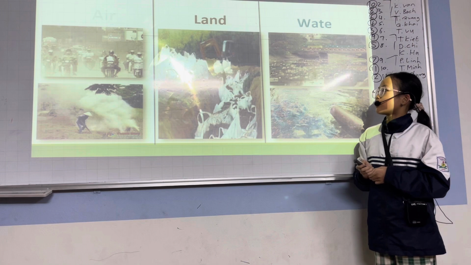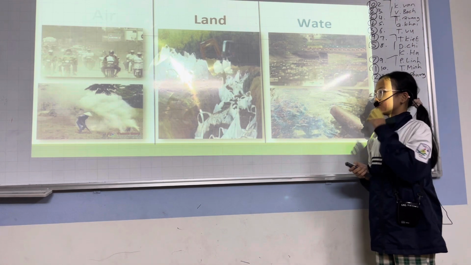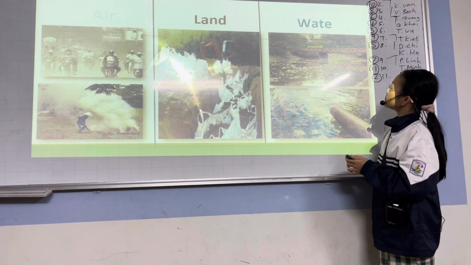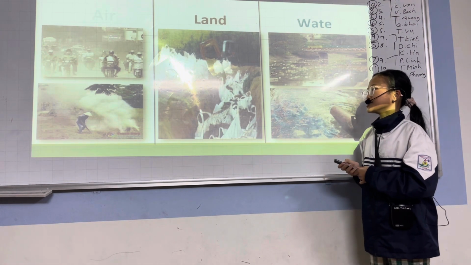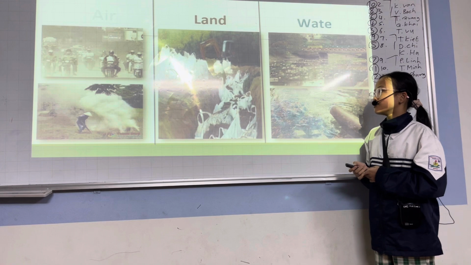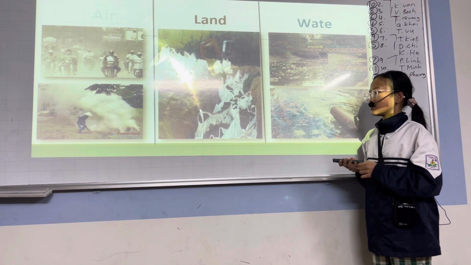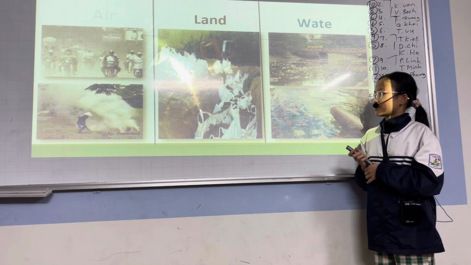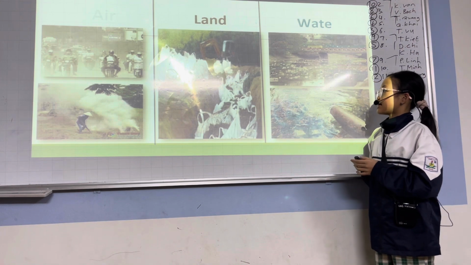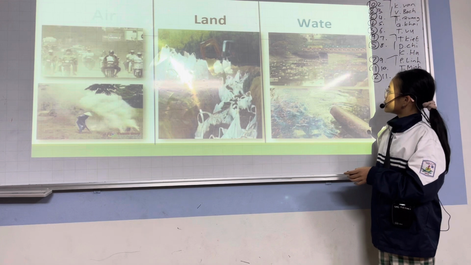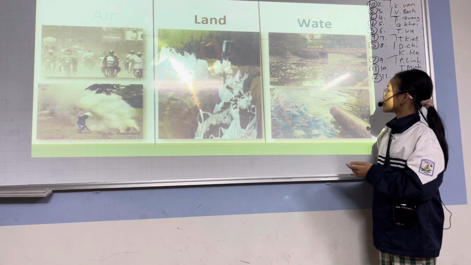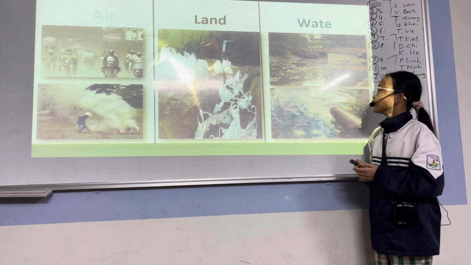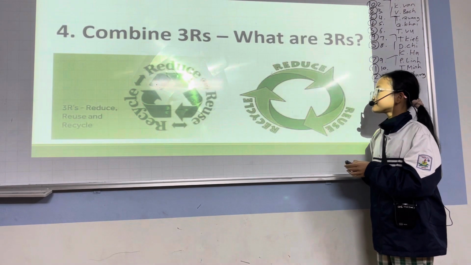There are 3 types of environmental pollution in Vietnam: air, land and water. Air pollution is because of smoke from vehicles or when we burn rubbish. Land pollution is because we bury rubbish underground. Water pollution is because people push rubbish in the water and there are a lot of seaweed flowers in the water.